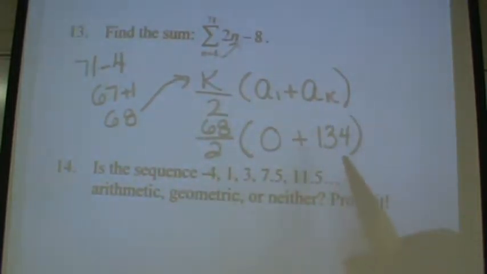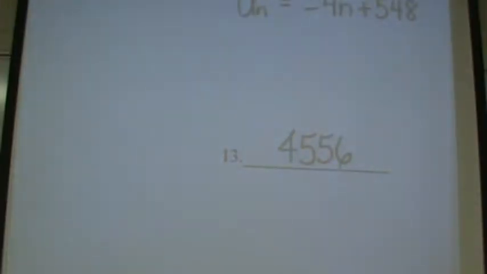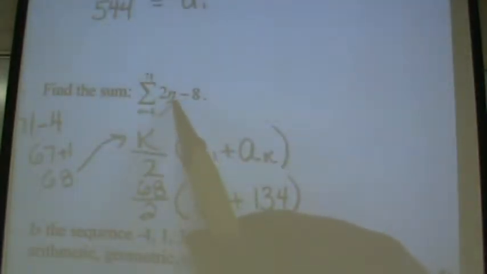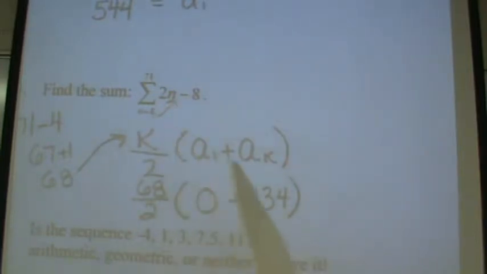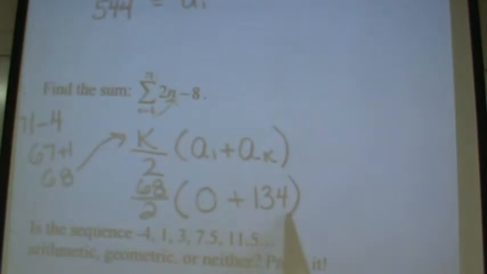And you can write this formula on your paper or on your index card. The answer to this was 4,556. 4,556, yes. How did you get the A? The 8, you take the bottom number and you're plugging it into this formula. And for the last term, 71, you plug in here. Okay. 71 times 2 minus 8, that's 134.